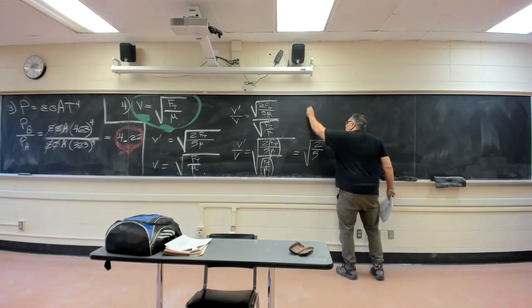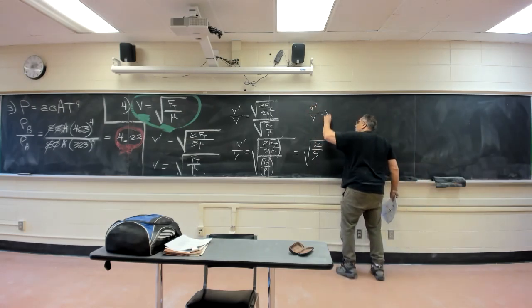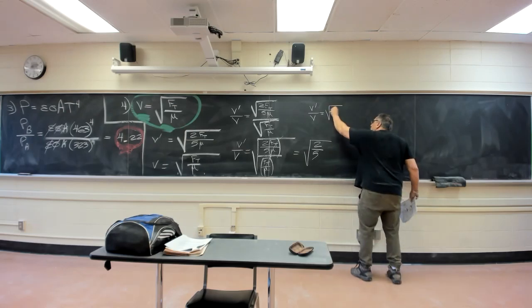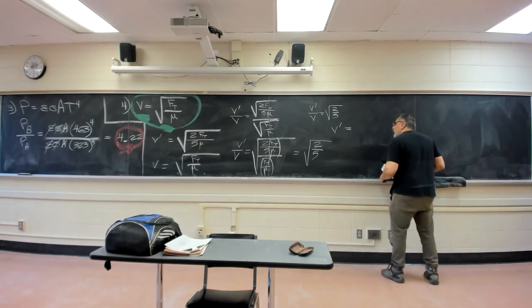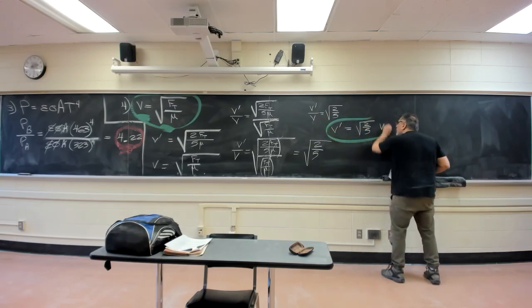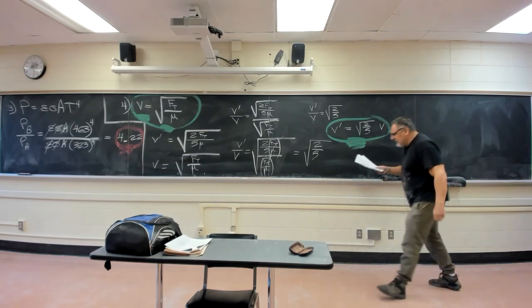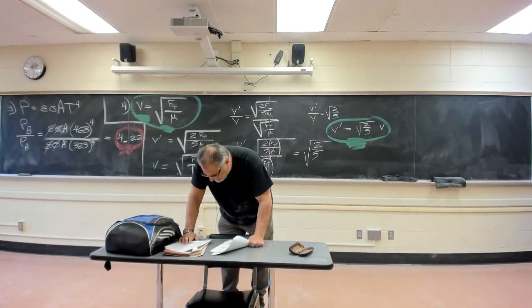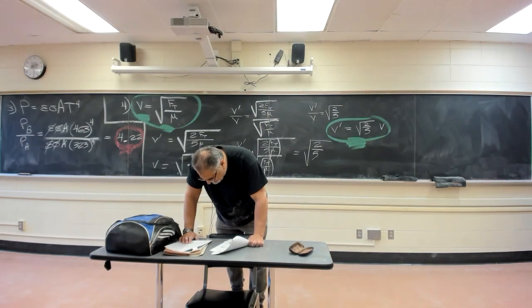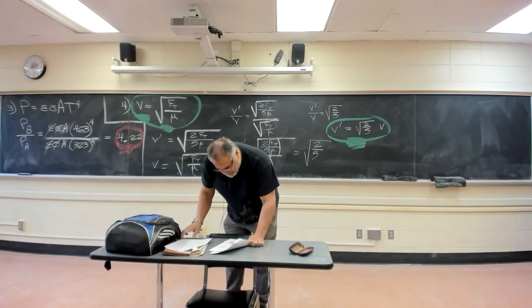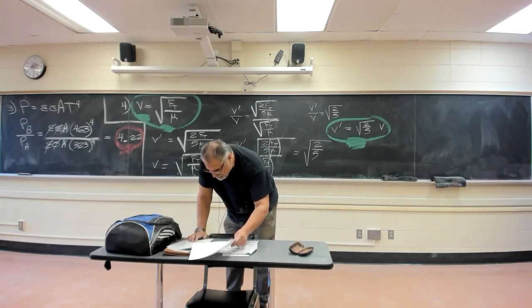V prime over V equals the square root of 2/5. That's the new velocity compared to the original velocity. And that should be consistent with among the choices of answers that you have. Okay, that was number 4.